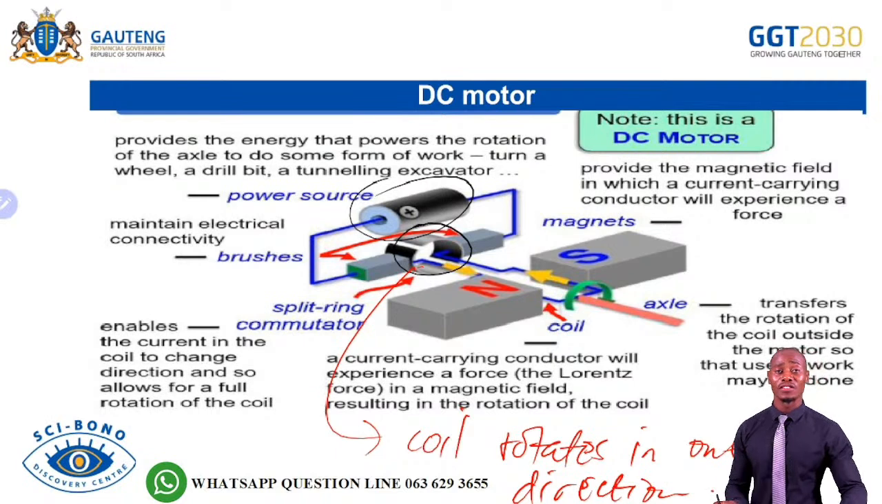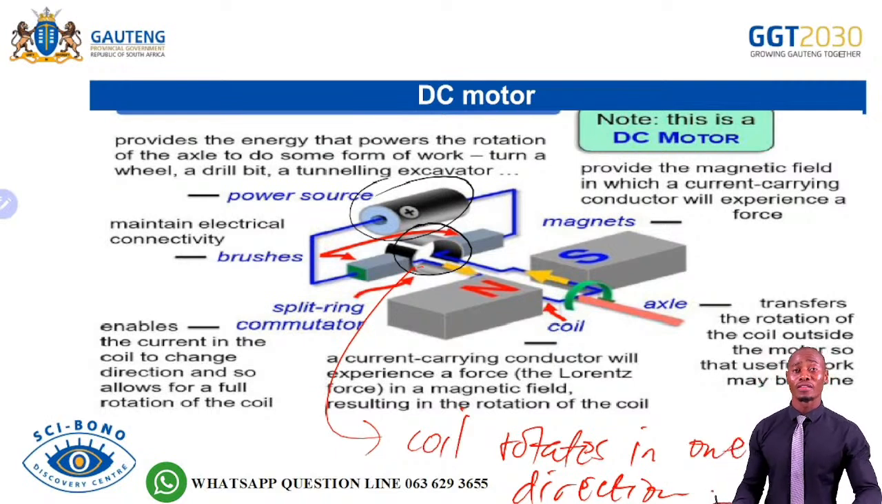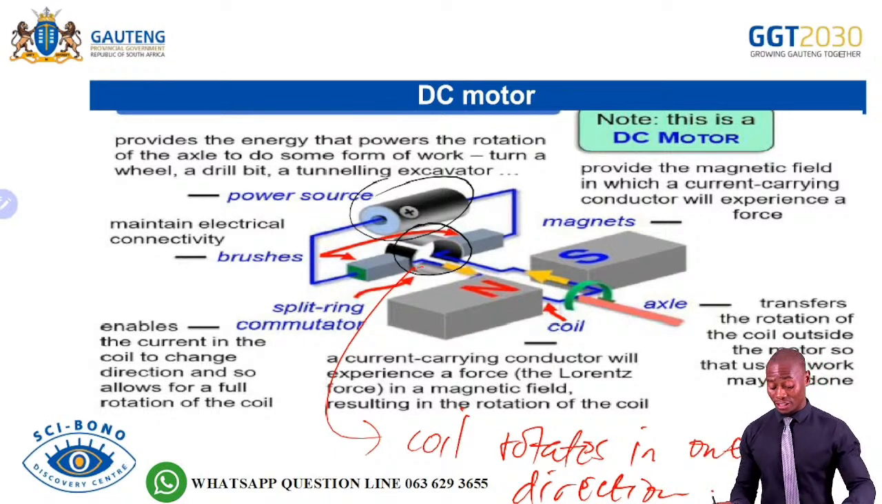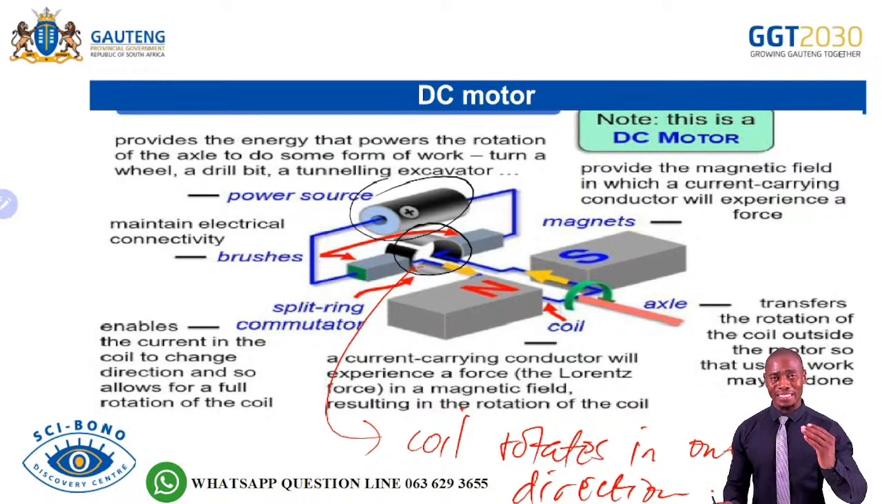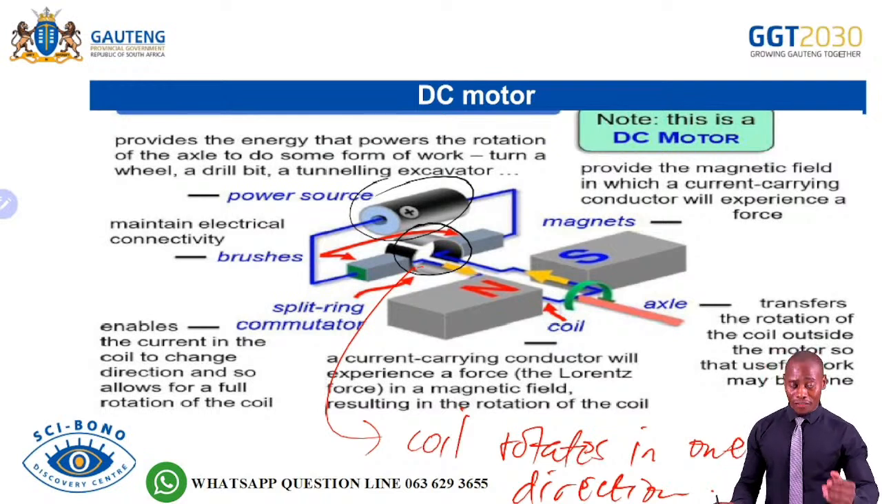So what is the function of a split ring commutator? It is to ensure that the coil rotates in one direction. So please do not confuse the two. When it comes to a DC motor, the function of the split ring commutator is to ensure that the coil rotates in one direction.